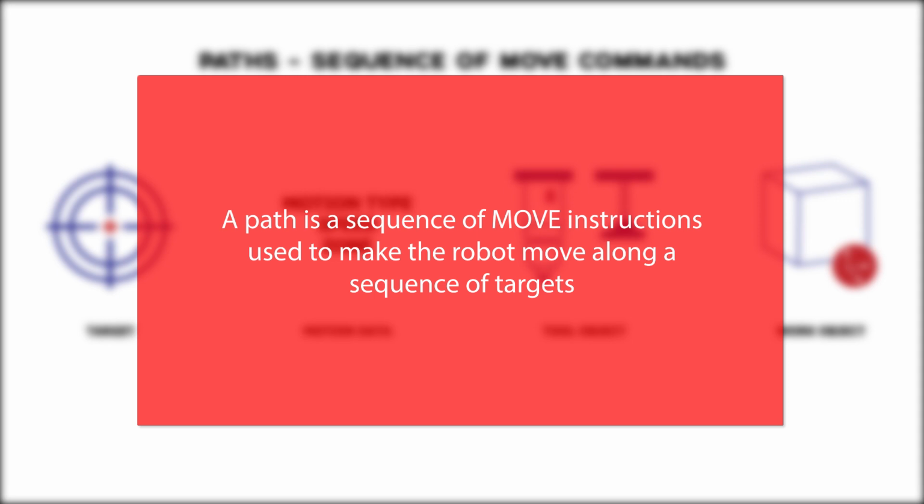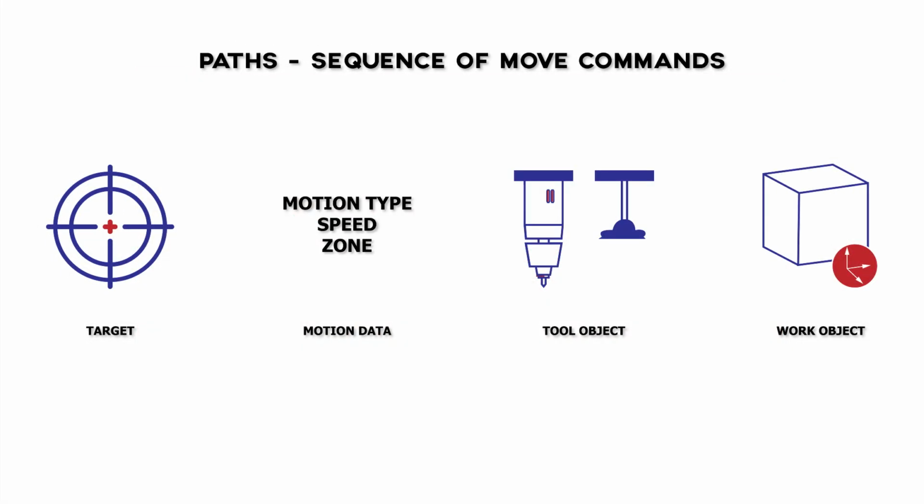A path is a sequence of move instructions that a robot follows. They are used to make the robot move along a sequence of targets. A move instruction consists of a reference to a target, some motion data such as the motion type, speed and zone, a reference to a tool data, and a work object.